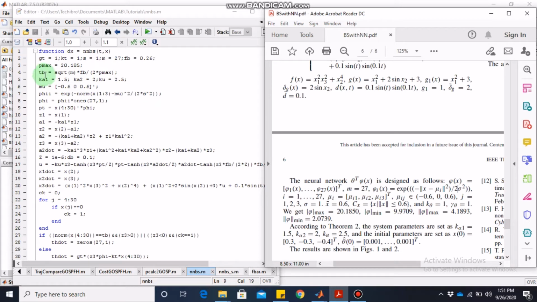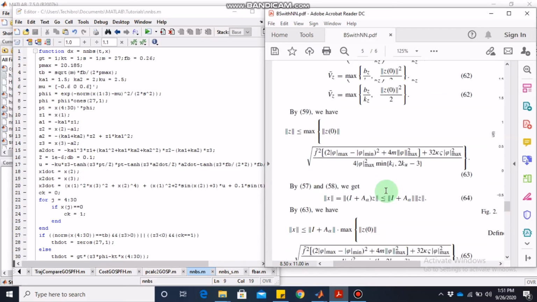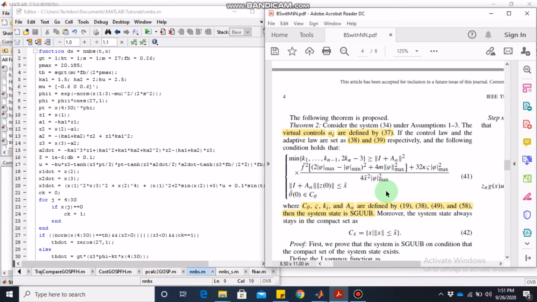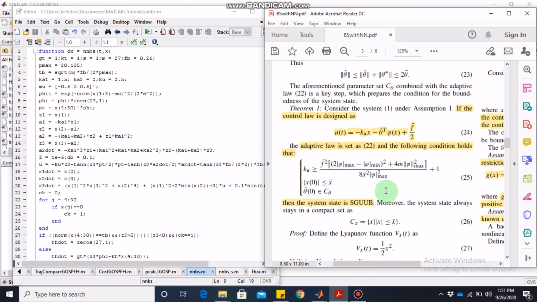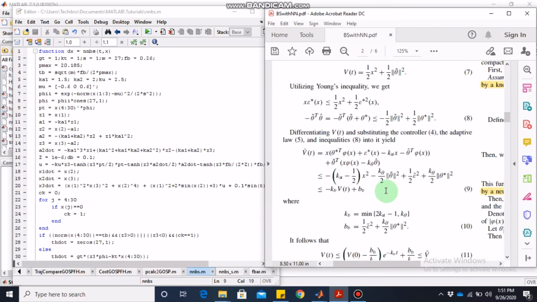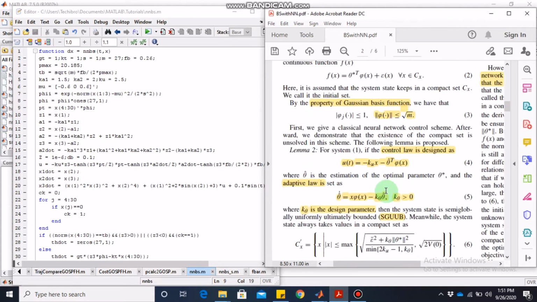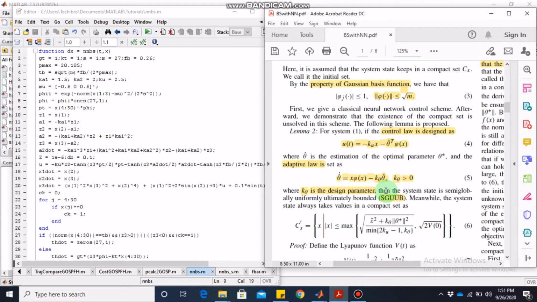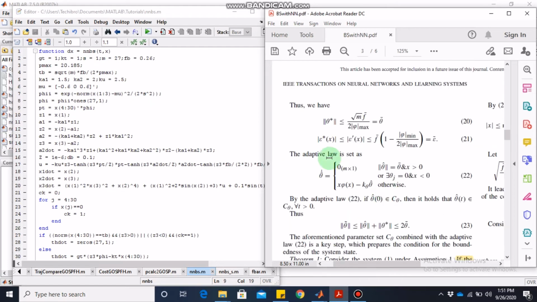Theta bar is basically the upper limit of theta, which I have taken from here. If you go here, you can see this is theta bar, and theta bar is the square root of m f bar over 2 times phi max. So phi max is 20.185, so theta bar is the square root of m f bar divided by 2 times phi max.